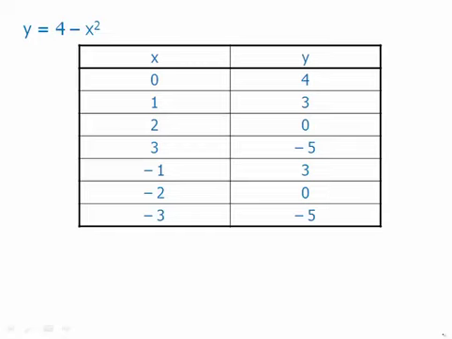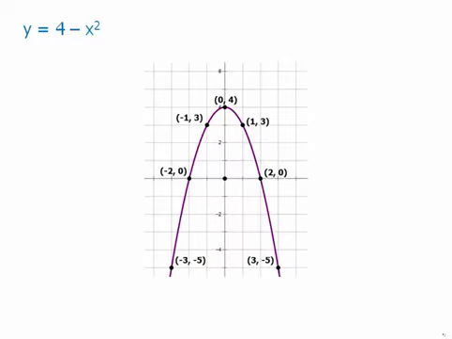So we certainly see some symmetry emerging here. And in fact, if we plot these points, then what we'll get is a graph, and it'll be very clear that (0, 4) is the vertex, and the line of symmetry is the y-axis.